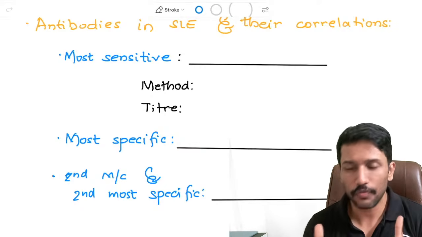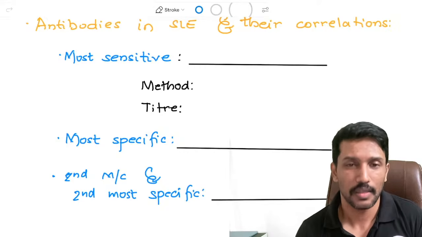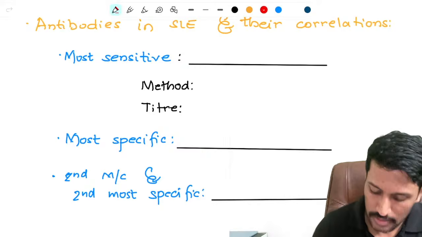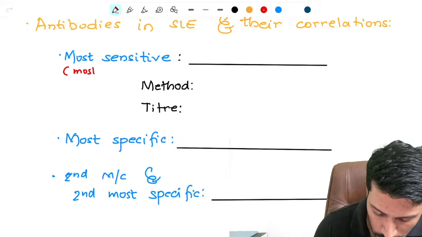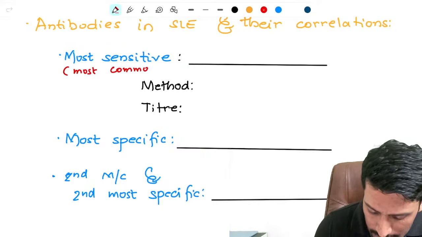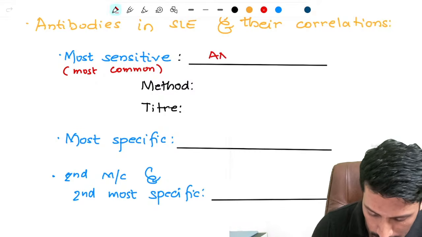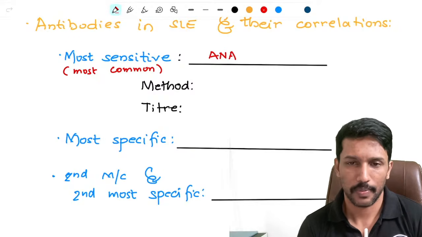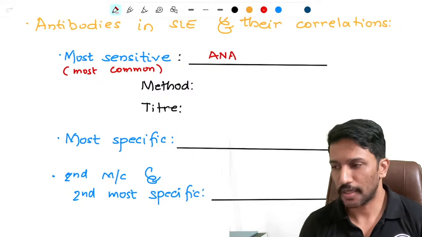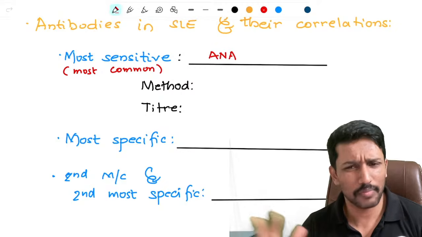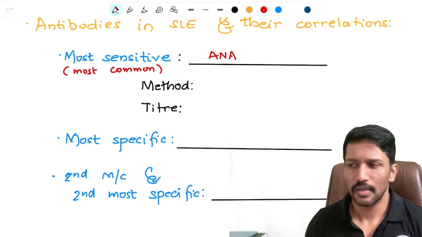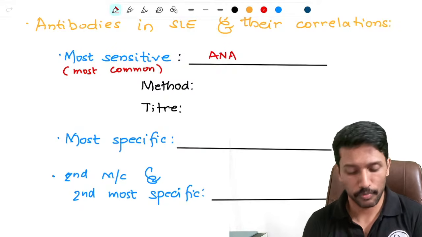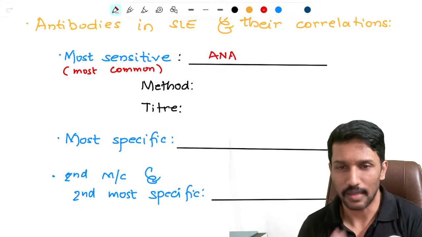Among the list of antibodies that we see in a patient with SLE, the most sensitive, the most commonly encountered antibody, since the most sensitive by default also means most common, is ANA, anti-nuclear antibody. Now ANA, in fact, when I got my routine blood test done a couple of months back, my ANA was reported as positive. Does that mean I have an autoimmune disorder or I have SLE? The answer is no.